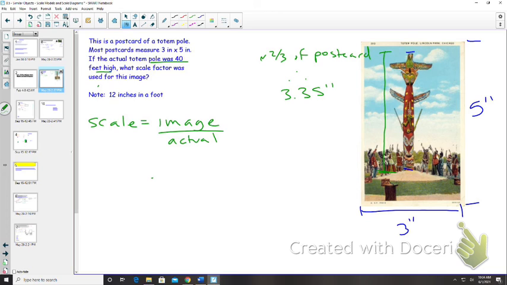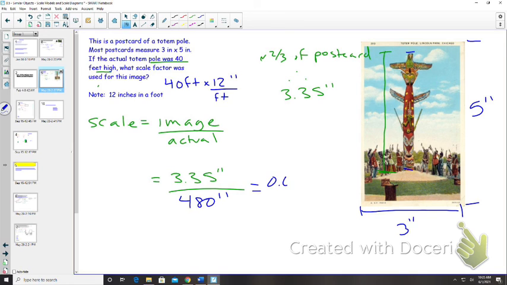So image 3.35 inches over the actual, which is 40 feet. So 40 feet times 12 inches per foot equals 480 inches. If you divide that, you get 0.00698. I rounded my last digit there. If we turn that into a fraction, it is 67 over 9600.